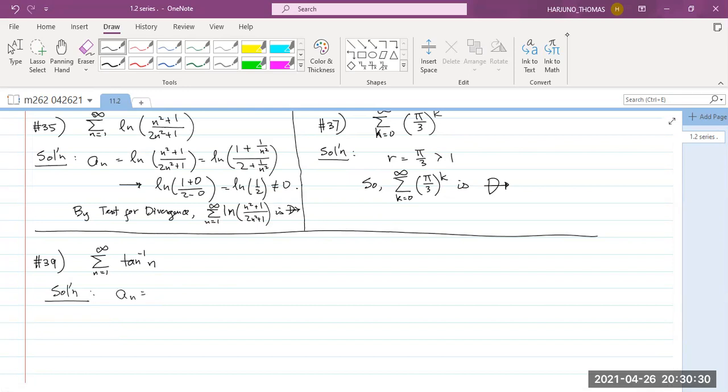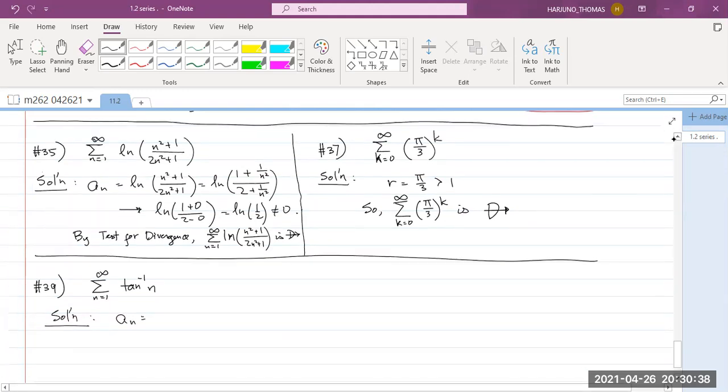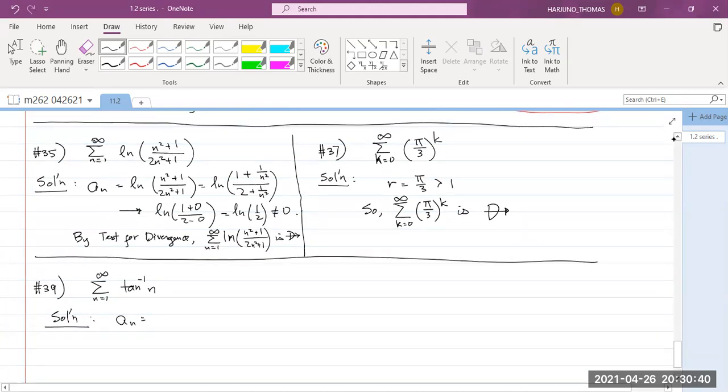Whether it starts from 0 or 1 doesn't matter? No, it doesn't matter. It doesn't matter if it starts from 1 or from 0 or from any other number, because what makes it convergent or divergent is not the first couple of terms, right? Okay.